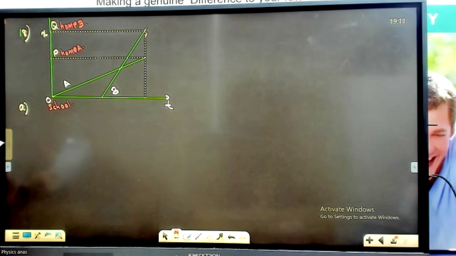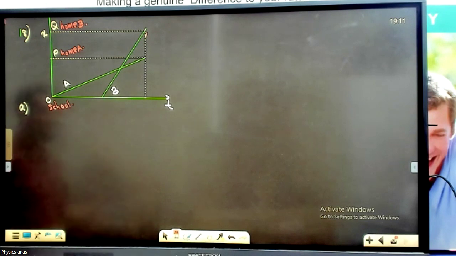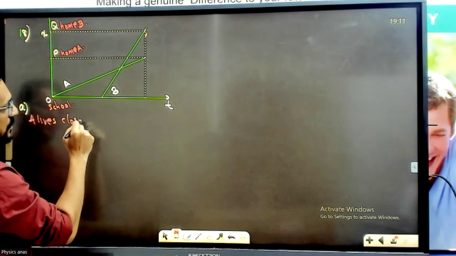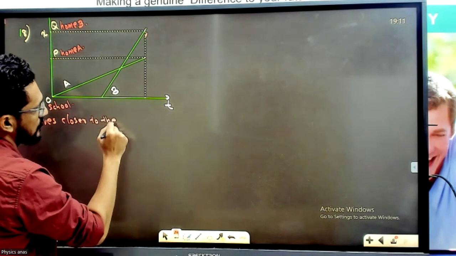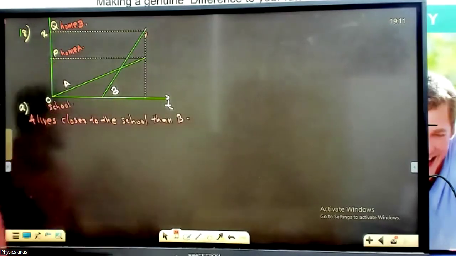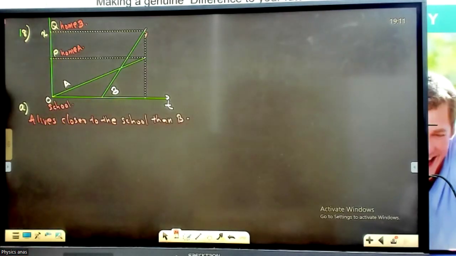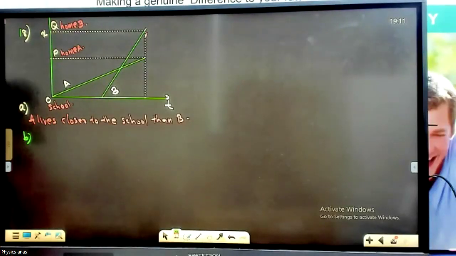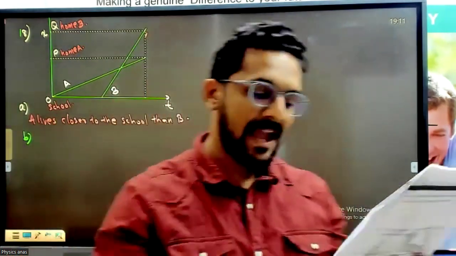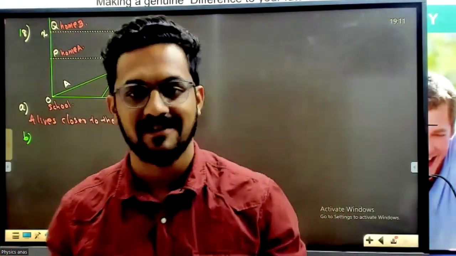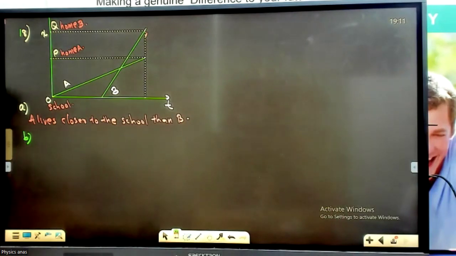So what is our answer? A lives closer to the school than B. That's our answer. Got it? A lives closer to the school than B. That's the first one. And let us check the second one. What is the second one? A or B walks faster than B or A. Who walks faster? That is the question.